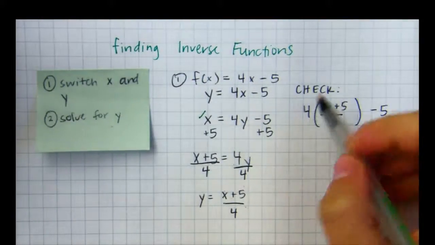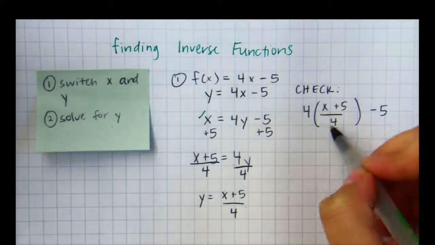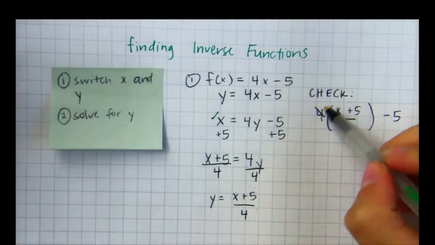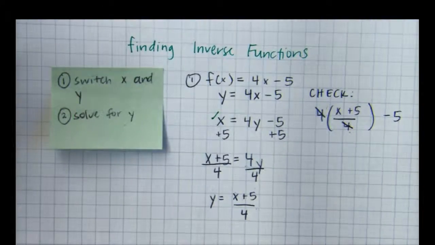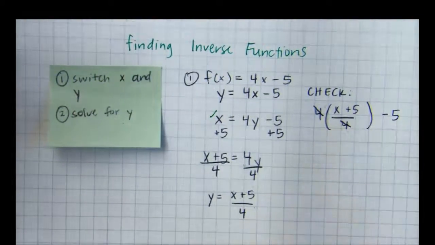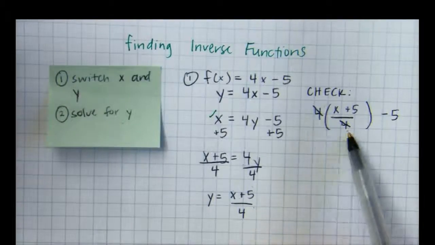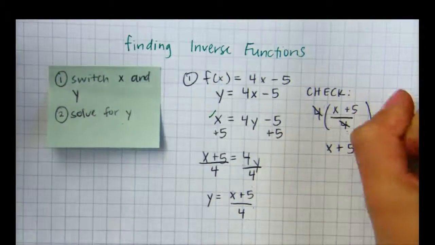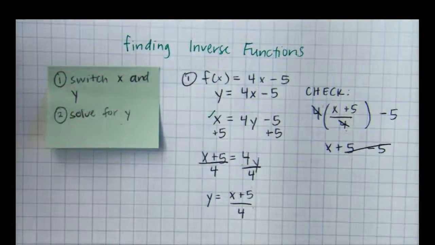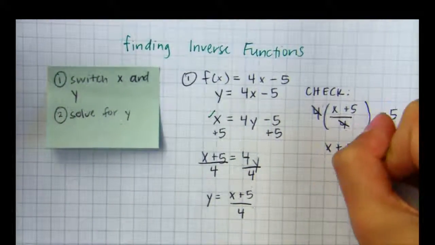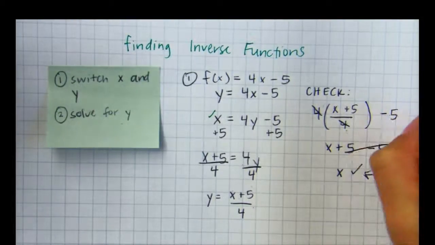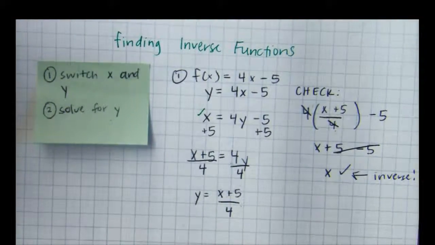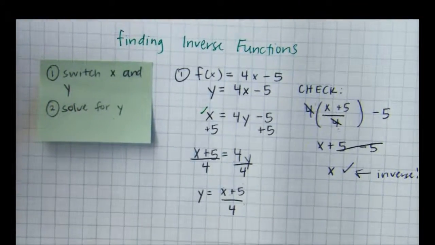So I've got a 4 over 4 that's going to happen here. So these 4's are actually going to nicely cancel out. You could FOIL this 4 into your numerator so that you've got 4x plus 20 and simplify that way, but you can also cross it off right away. So I'll end up with x plus 5 minus 5. My plus 5 minus 5 cancels out. When I'm just left with x, I know that I have an inverse. So when I'm just left with x, that's my check for, yes, I've got it.